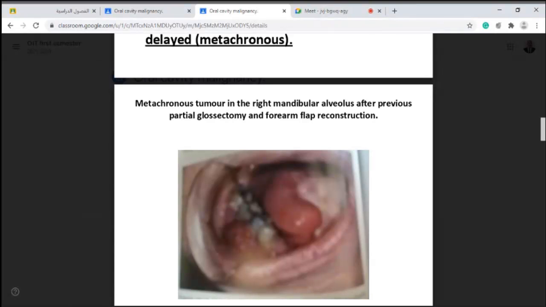We removed half of the tongue containing the tumor, and we reconstructed this defect with a forearm flap, a myocutaneous flap, skin and muscle. That's all. And after a while, after more than 6 months, this patient developed another tumor, another primary tumor, in the right mandibular alveolus at this time.